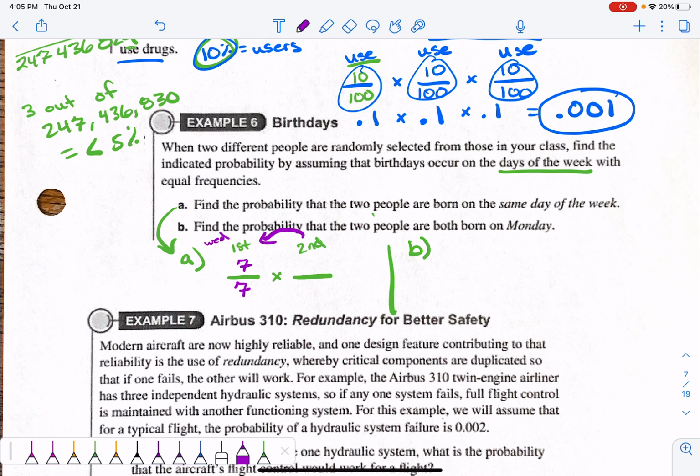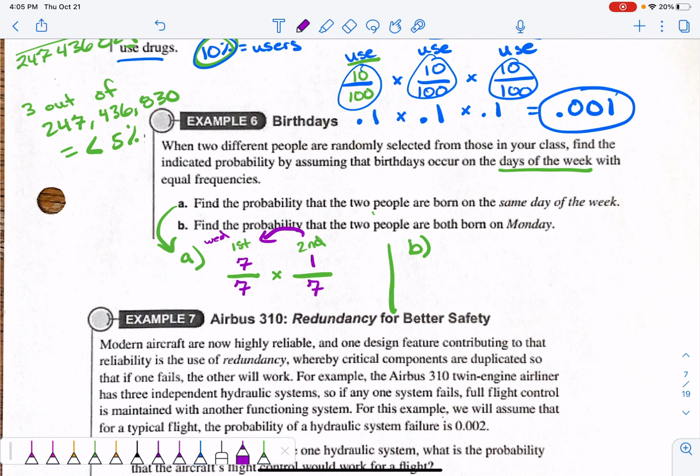The chances of the second person being born on a Wednesday is 1 out of 7, okay? And that's true for a Thursday or a Friday or any other day of the week, right? This first person gets to choose what day they are, and then the second person has to follow that. And they have a 1 out of 7 chance of matching that, okay? 7 out of 7 times 1 out of 7, you can reduce this 7 out of 7 to be 1 over 1. So I just have a 1 out of 7 chance of my first and my second person matching the day of the week that they were born on, okay?